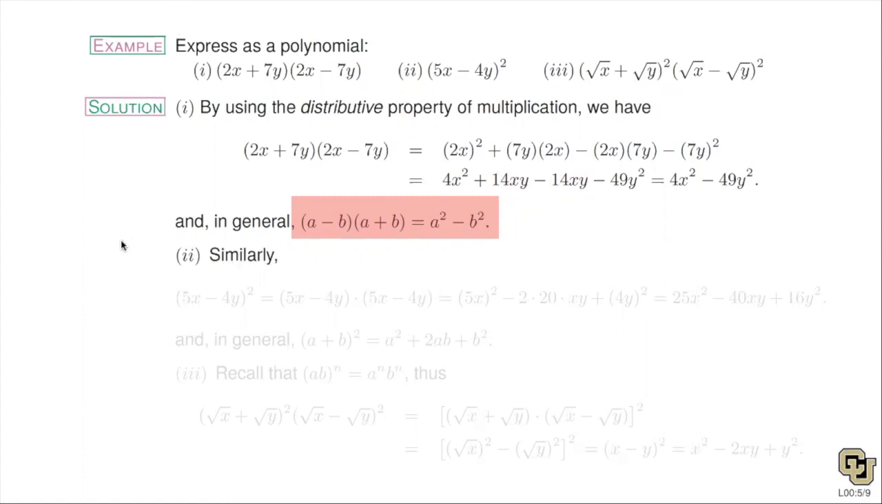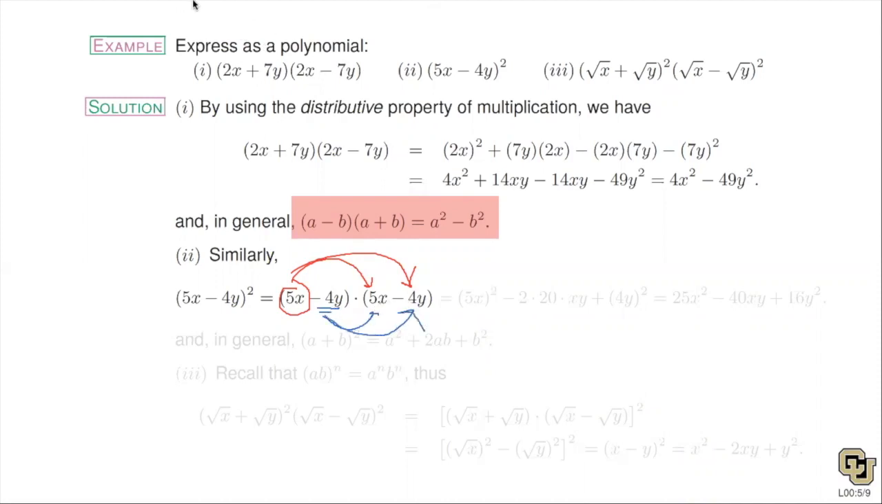So then the next example I wanted to do was 5x minus 4y squared. Here we're multiplying a polynomial by itself. And as always, the strategy is to distribute. There are many ways to do this. For example, I would take 5x and multiply it to each of the terms here. And then once that's done, I would do the same thing with minus 4y. Take this and multiply it to each of the terms here.